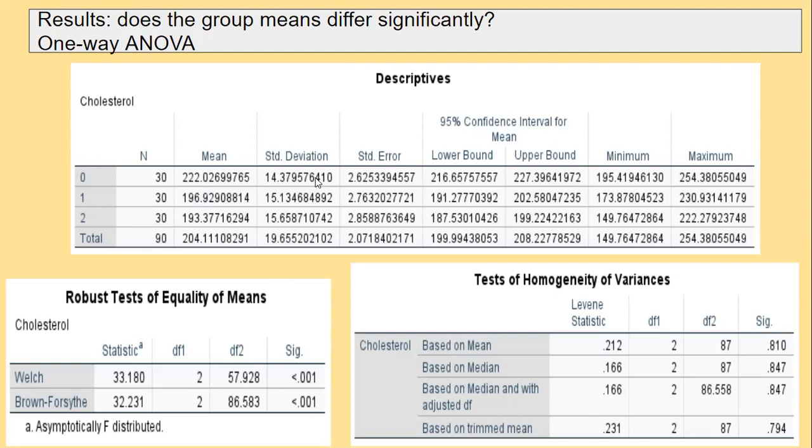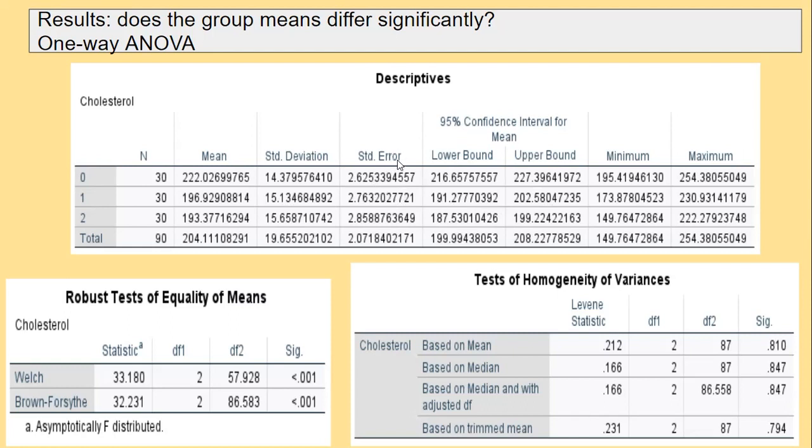Looking into the standard deviation, which tells us the variability within the group itself, group 0 seems to have the lowest standard deviation, 14.37, and group 2 seems to have the highest, which is 15.6, and group 1 is just next to it, about the same or close to group 2, which is 15.1. And in this descriptive analysis, we have the 95% confidence interval as well.